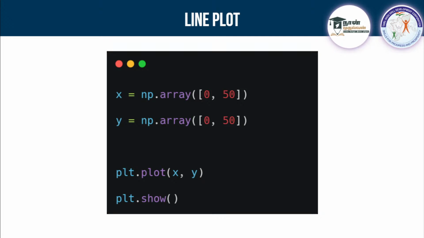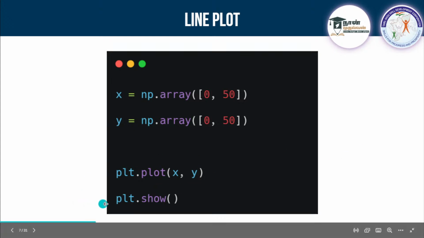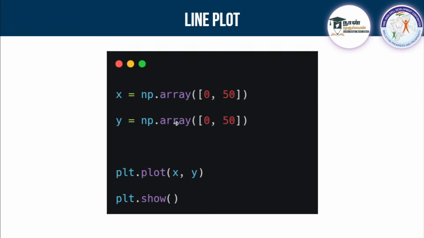So how to draw this line plot? To draw this line plot, you need X and Y, X axis and Y axis, and you have to pass it in plot option. So it will be plt.plot. And once you plot it, if you want to see the result, then you have to go with plt.show. It is like printing. So this will help you to display the output. Clear, guys?